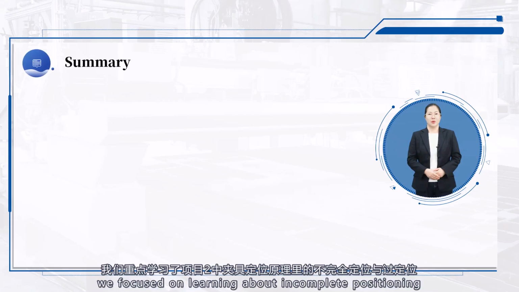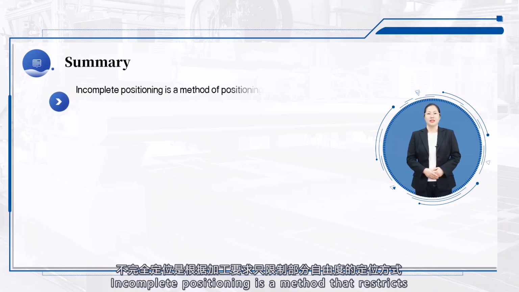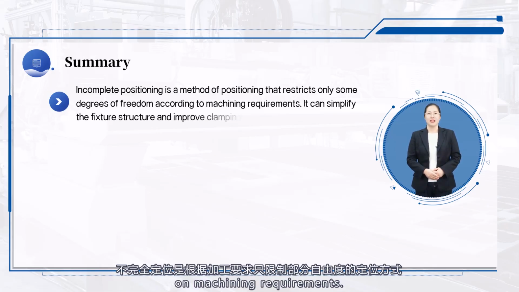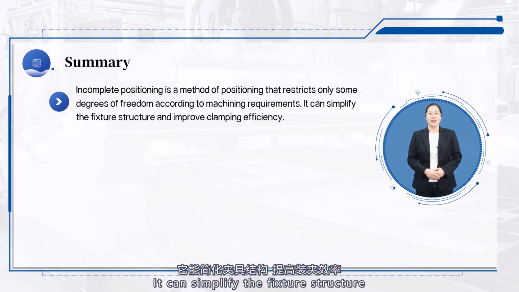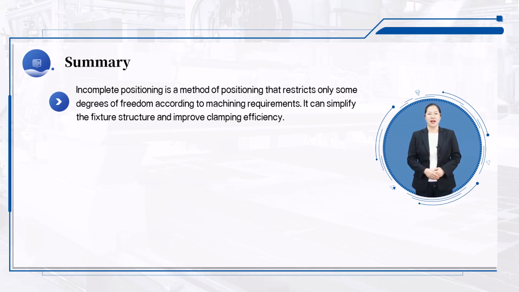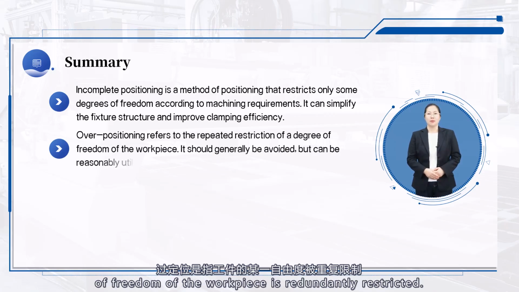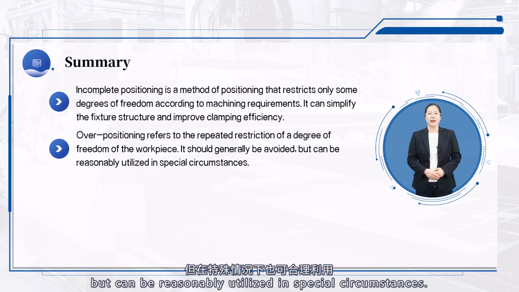In this lesson, we focused on learning about incomplete positioning and over-positioning within the fixture positioning principles of Project 2. Incomplete positioning is a method that restricts only certain degrees of freedom based on machining requirements. It can simplify the fixture structure and improve clamping efficiency. Over-positioning refers to a situation where a degree of freedom of the workpiece is redundantly restricted. It should generally be avoided, but can be reasonably utilized in special circumstances.